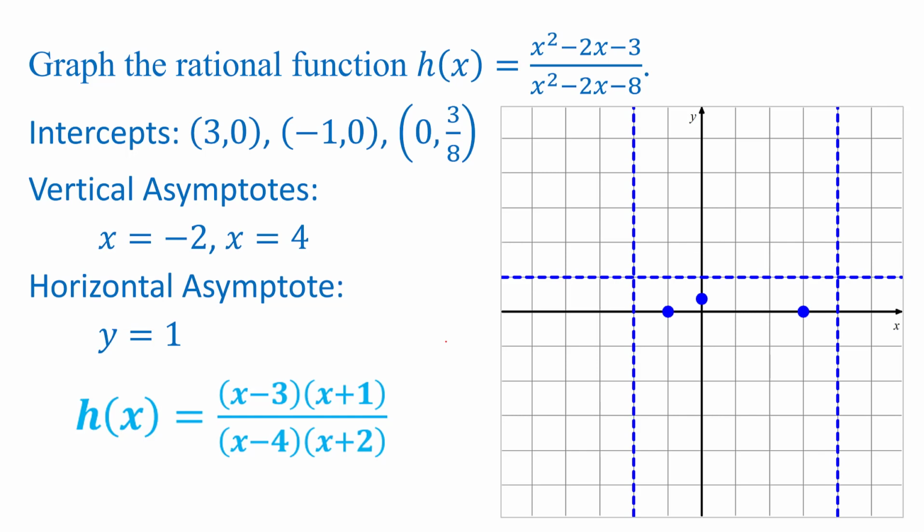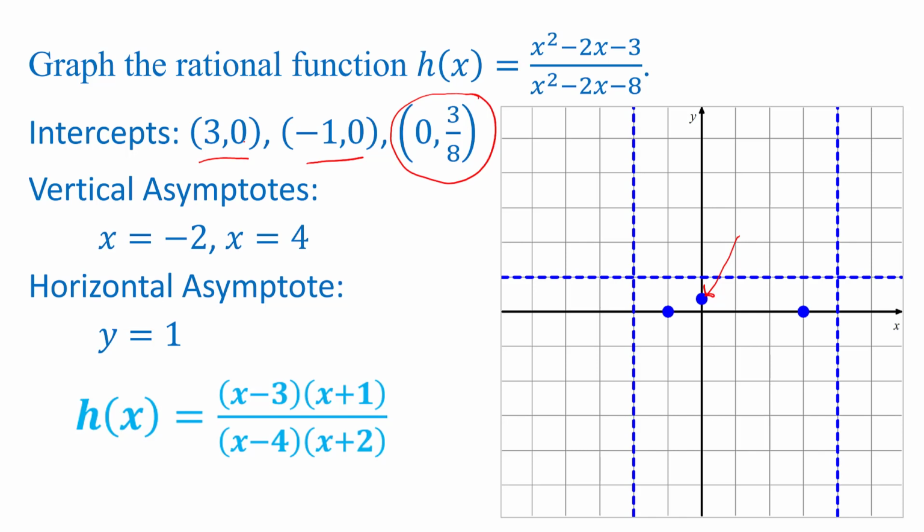those factors. So the first thing I'm going to note here is that the y-intercept of 0, 3/8 is above the x-axis, as you can see here. With that y-intercept above the x-axis, I know that between x equals negative 1 and x equals 3, where my x-intercepts occur, I am going to have all positive values for y. In other words, my function will be graphed above the x-axis in that region.